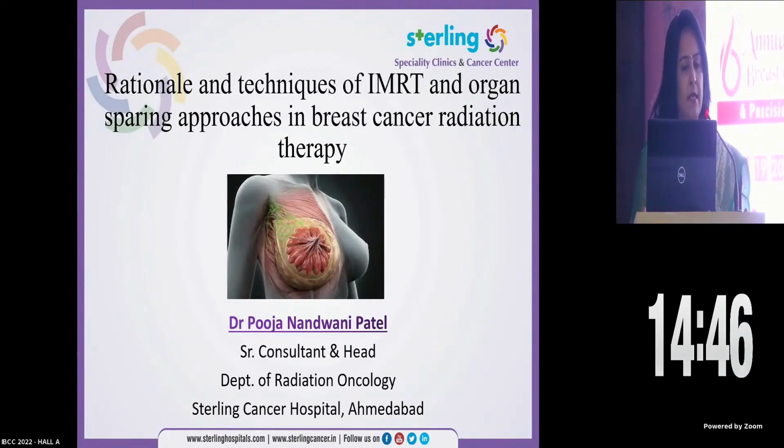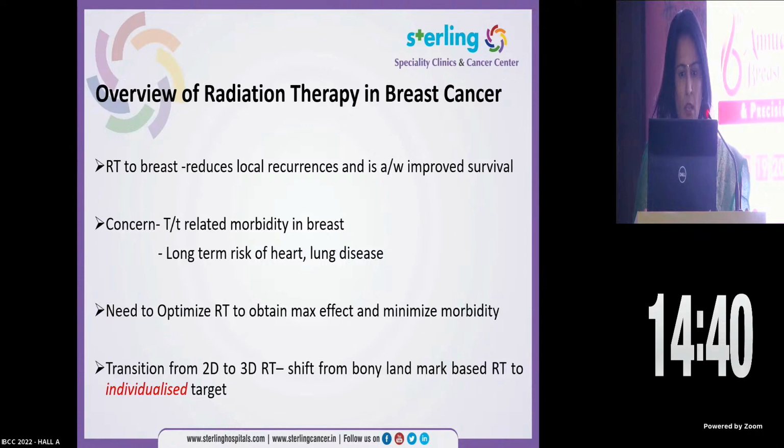In the next 15 minutes, I'm going to speak about the rationale and techniques of IMRT and organ-sparing approaches in breast cancer radiation therapy. As we are all aware, radiation is used in breast cancer cases to reduce local recurrences and is associated with improved survival.